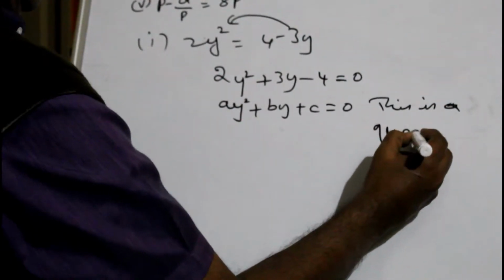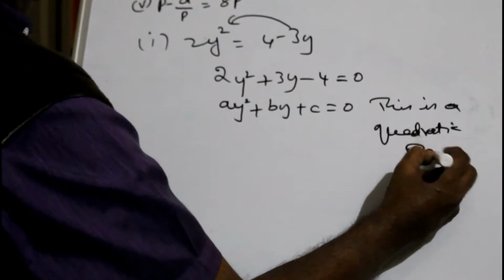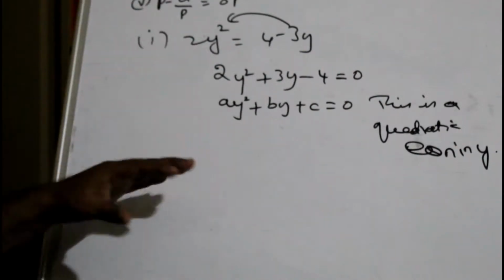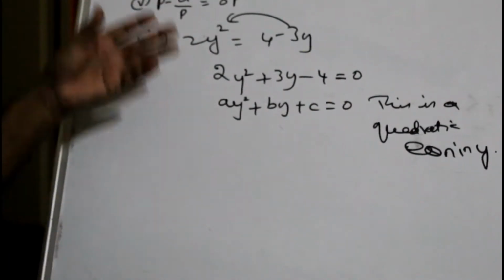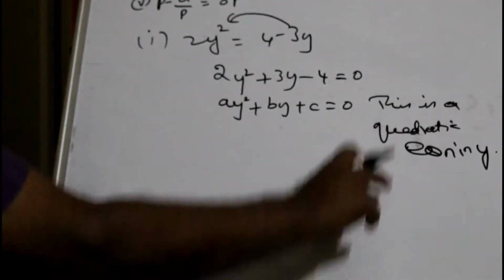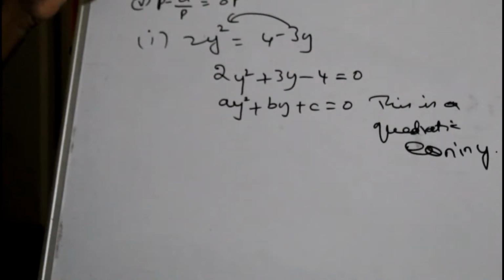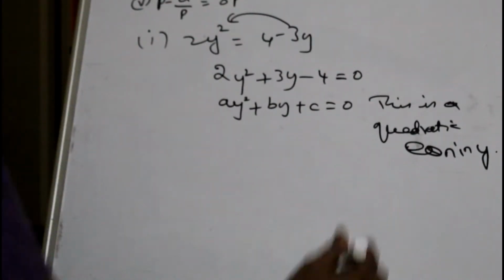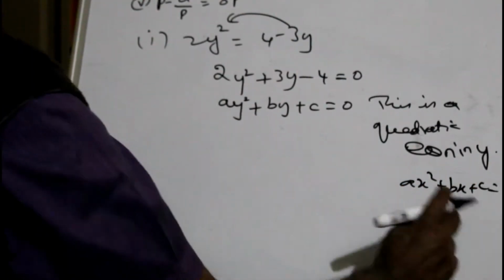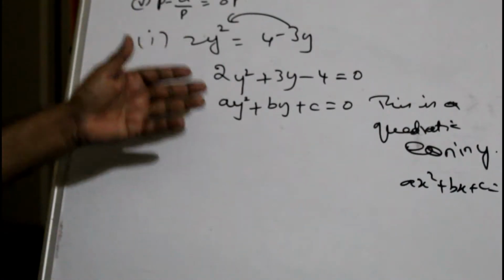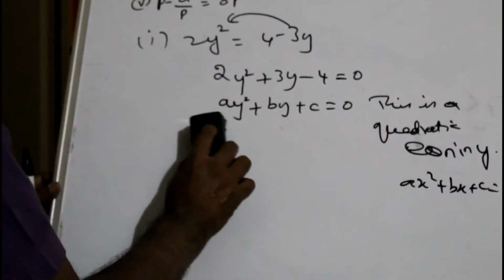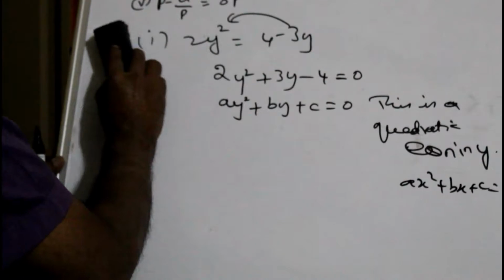This is a quadratic equation in y. So it's not necessary that it should always have x. Any variable or any alphabet like y, p, m, a, anything can come. All the 10 sums we saw were quadratic equations in x. Generally they give the format ax square plus bx plus c equal to 0, but it's not compulsory. Sometimes they change the variable to y. Now the first one is a quadratic equation in y because it is of the form ay square plus by plus c.